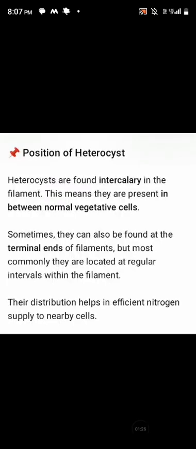Position of heterocyst. Heterocysts are found intercalary in the filament. This means they are present in between normal vegetative cells. Sometimes they can also be found at the terminal ends of filaments, but most commonly they are located at regular intervals within the filament. Their distribution helps in efficient nitrogen supply to nearby cells.